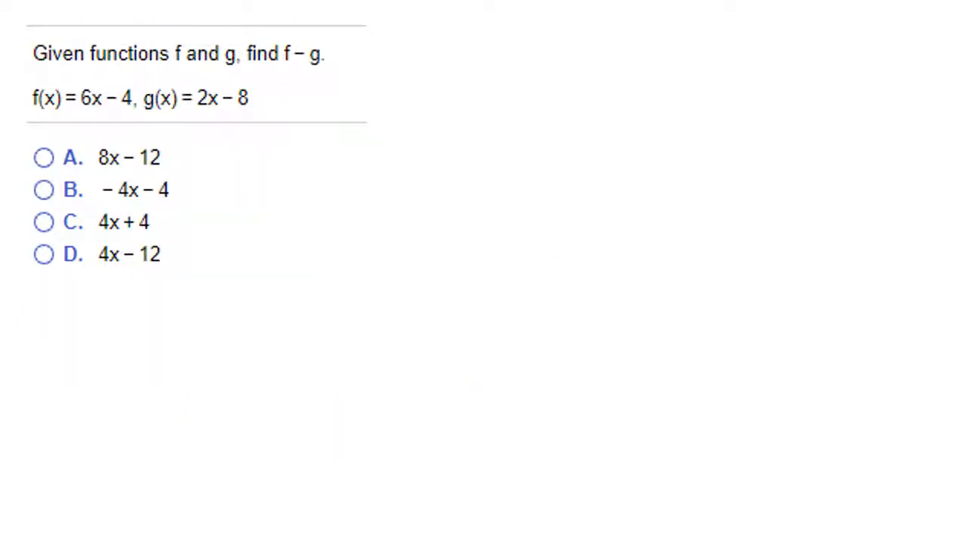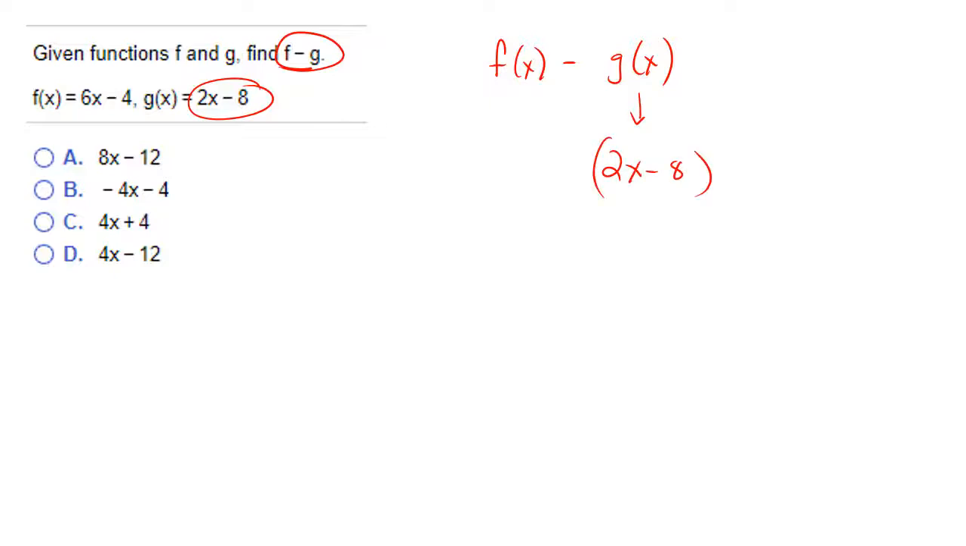Now we're going to talk about combining two functions. I'm given two functions, f of x and g of x, and I'm asked to subtract. So I basically want to take the functions and subtract the g from the f. The g is 2x minus 8. I'm going to put that in parentheses just to make sure I don't make a sign mistake. The f of x is 6x minus 4. Again, I'll put that in parentheses. And I want to subtract.